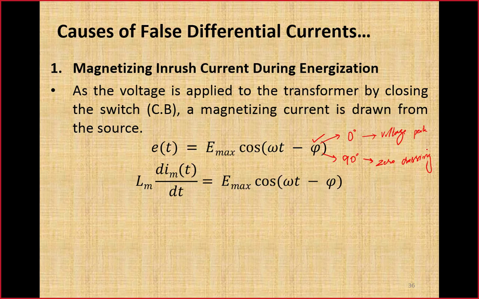Okay. Now we want to evaluate the expression that represents this magnetization current. We want to solve this differential equation for the magnetization branch current, because this magnetization current is known as inrush current at the time of energization of the transformer. Let's see what the value of this magnetization current is. If we integrate both sides with respect to time, Lm Im is equal to the integration of the voltage applied across the transformer primary.